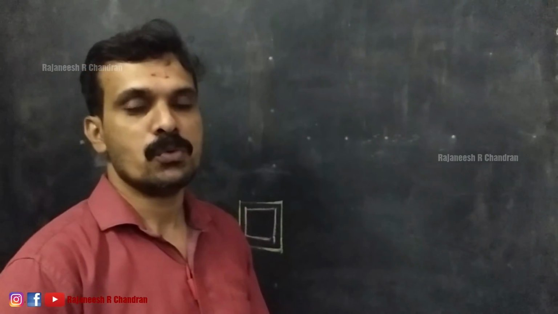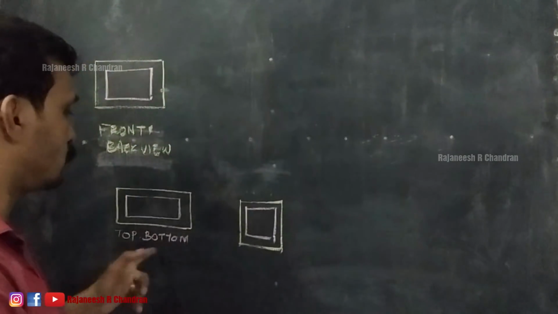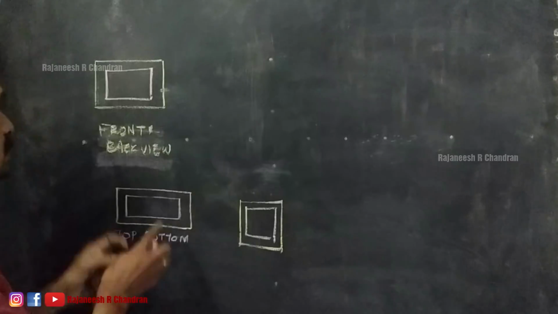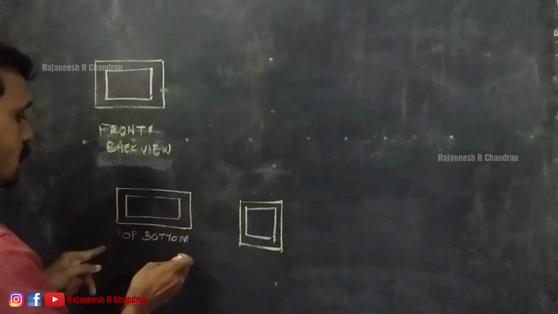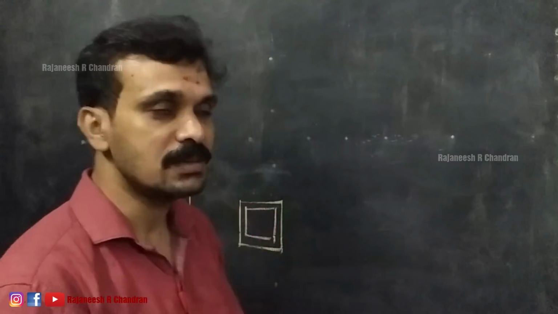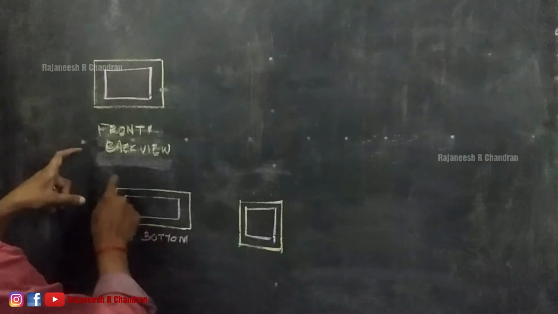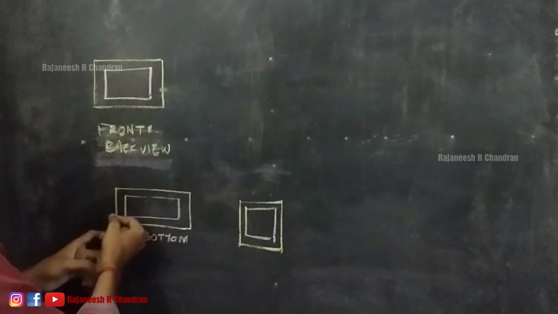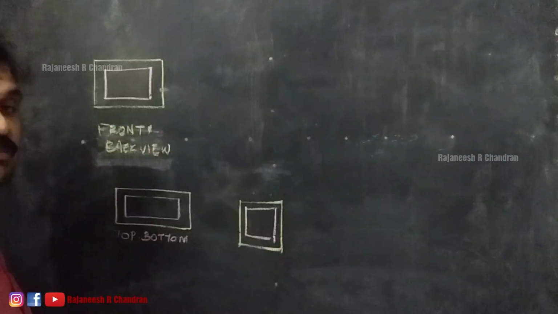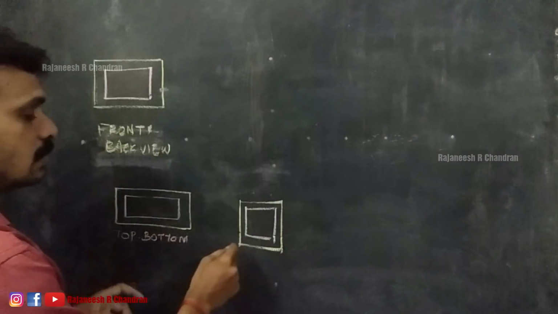So, now the 6 images are reduced to 3 images. This is front and back view, this is top and bottom, and this is the side views, right? See here, this is an image, and below it we have written front and back. Similarly, this is top and bottom, and this is side view.